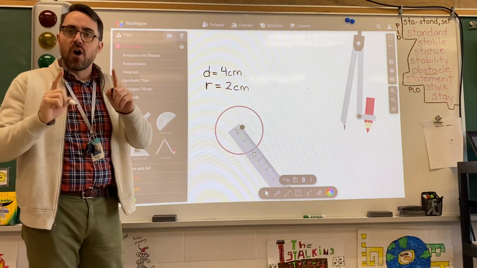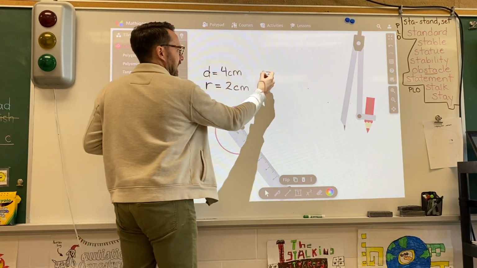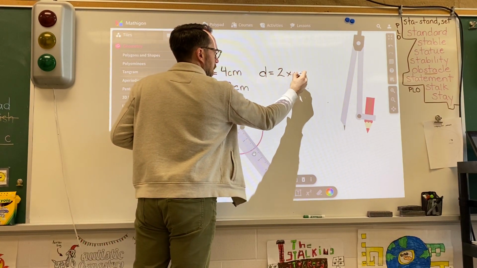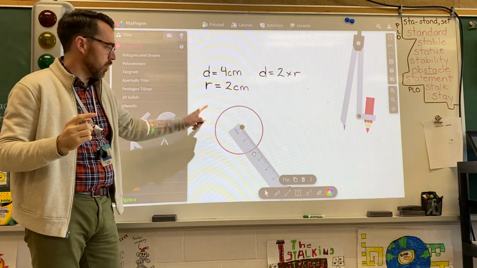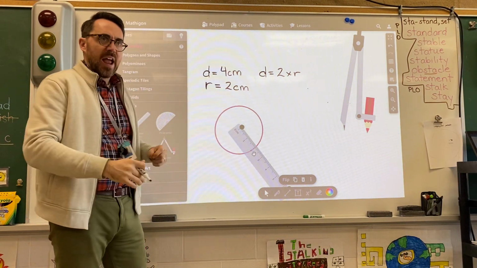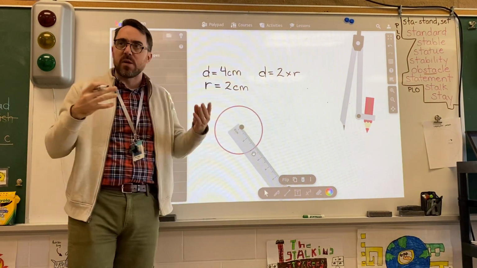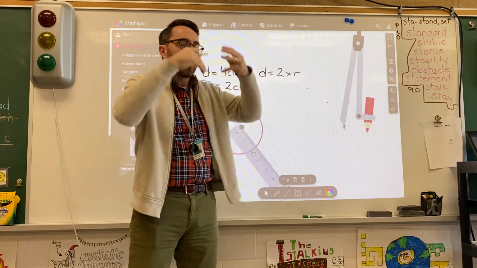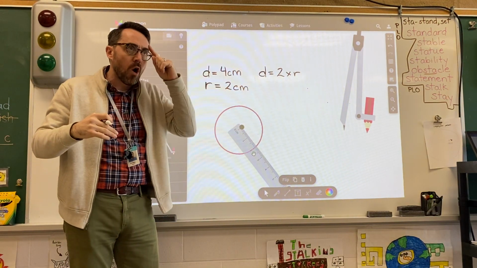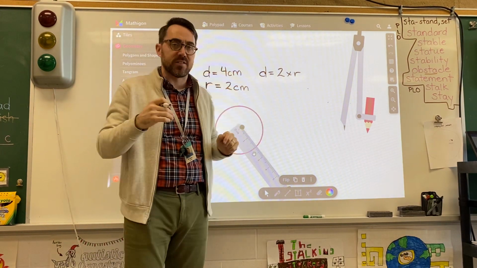There's always a relationship between these two numbers. I can write it like this: D equals 2 times R. So D is always 2 radiuses because it goes the whole way across, and radius just goes halfway across. So 2 radiuses is always equal to 1 diameter. If in a math problem you're given the radius of a circle, you always know also the diameter. Just do 2 of those radiuses.